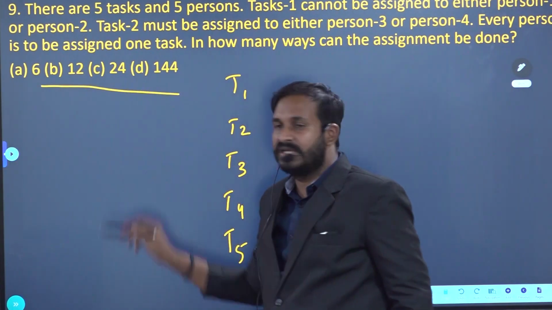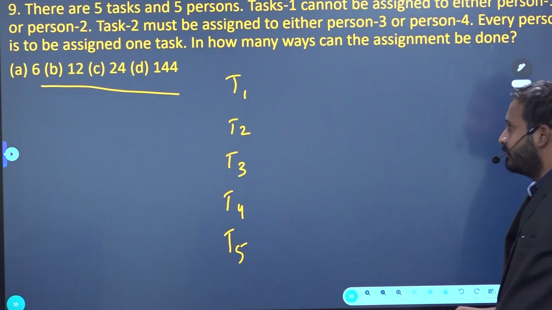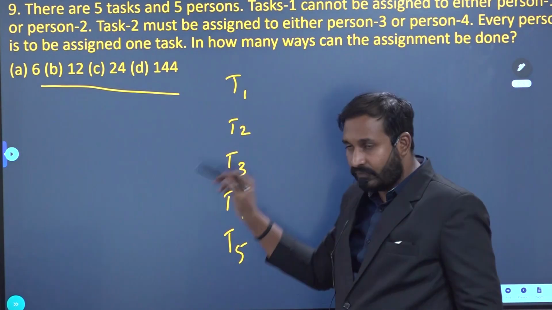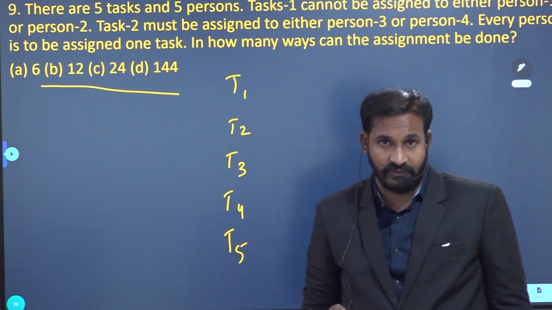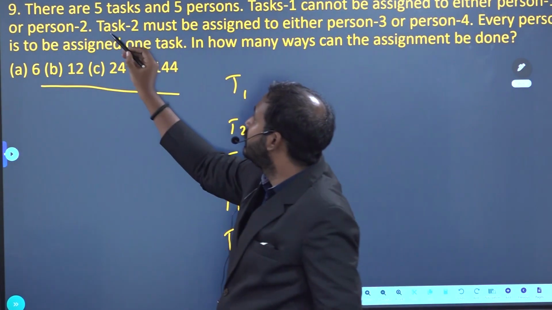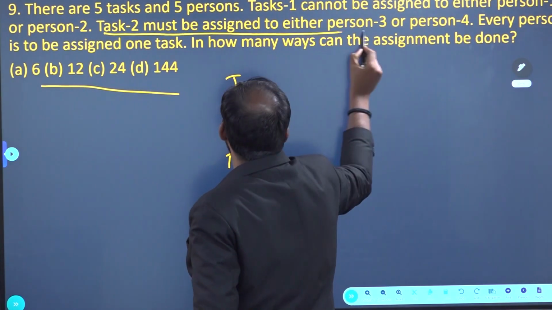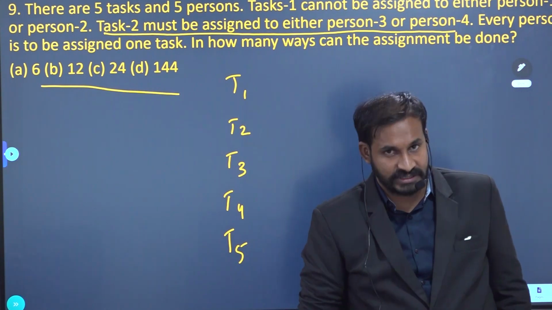This is one of the previous year's questions, students. In how many ways can we do that? First of all, we should pick which task to take first. See here, task 2 must be assigned to either person 3 or 4, right? So we should start from this person only.